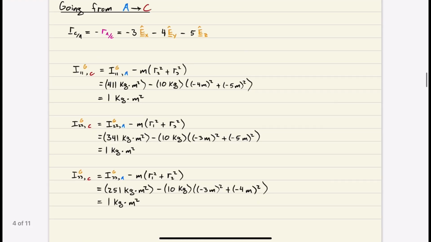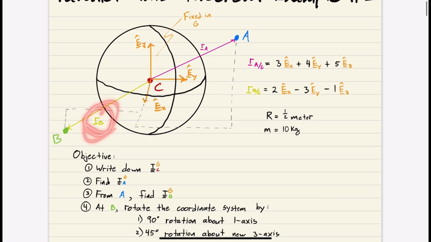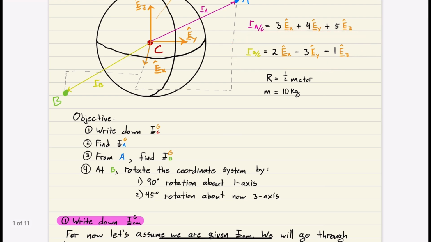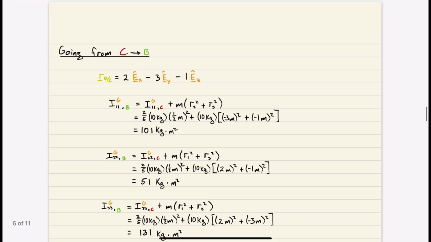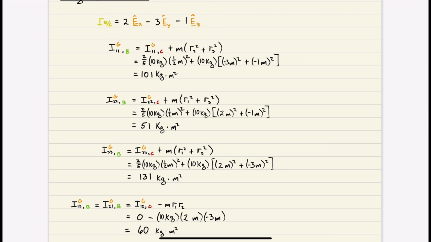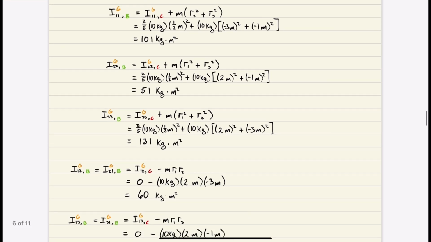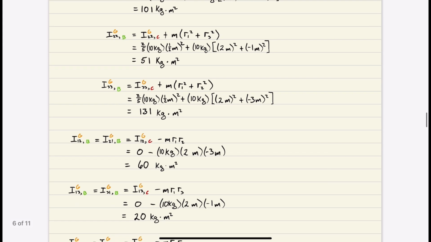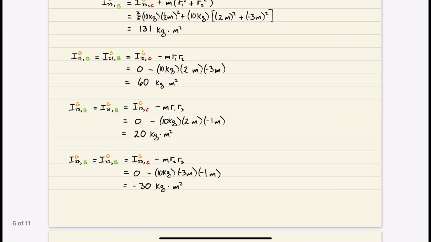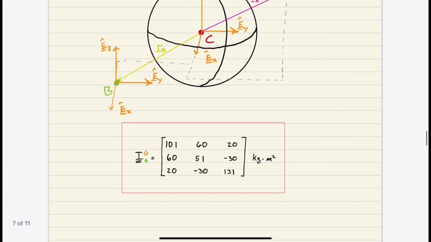I'll show it. That is this vector right here, right? This is the vector that locates point B with respect to C, and it's right here: 2, -3, -1. And we're just plugging into the equations for going from the center of mass to some arbitrary point. Again, I will pause here for a second, let you pause the video and work through it on your own. It's pretty straightforward. It's just plugging in. And I'm going to keep going. But what you end up with is this right here. So we did it. We found the inertia tensor matrix at point B represented in basis G.